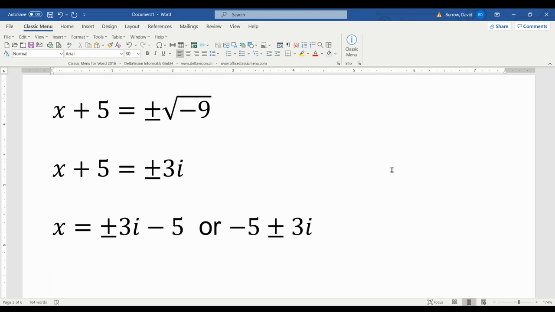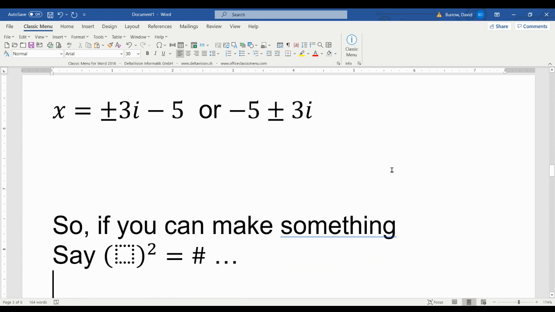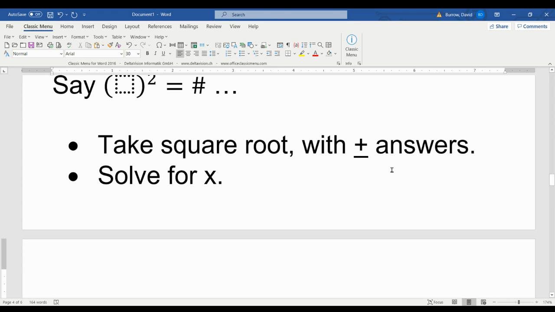A book will almost always write negative 5 plus or minus 3i. They're just going back to when we first did complex numbers, they put the real part first and then the imaginary part, but it's okay either way. Okay. Any big deal with how that's working? So again, we're just taking the square root and getting x by itself. That's really the key thing there. And so anytime that you can make something say something squared equals a number, that's how you get the answer. Okay with that? Not quite done with the notes, but that's the key to what we've got for our notes today.